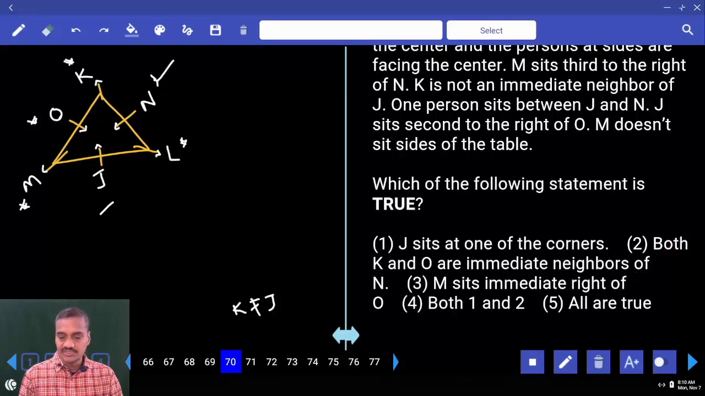Then coming to 70, which of the following statements is true? J sits at one of the corners, that is false. Both K and O are the immediate neighbors of N, false. And next one, M sits at the immediate right of O, definitely true, choice 3. Done with this, question number 70, choice 3 is the answer.